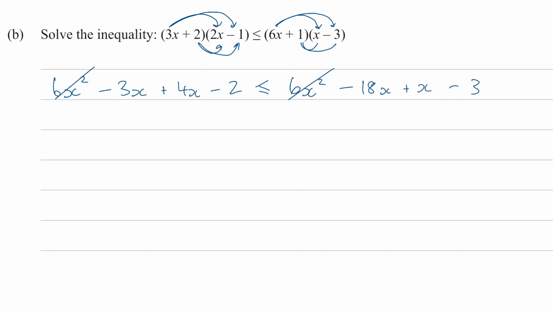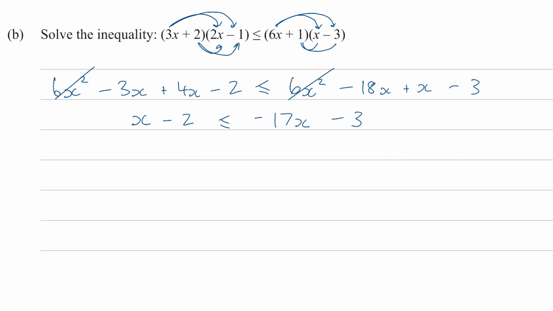Now we can combine the x terms first. Let's start with that. So grouping like terms, minus 3x plus 4x gives us plus 1x, or just x. Minus 2 stays as minus 2. Less than or equal to minus 18x plus x is minus 17x. And that's all minus 3.